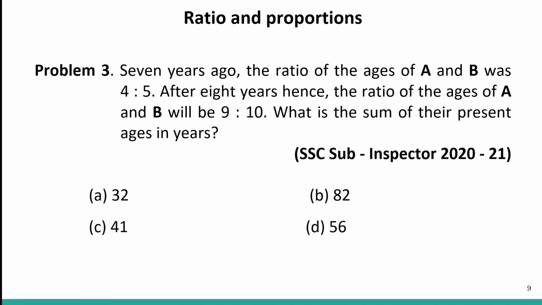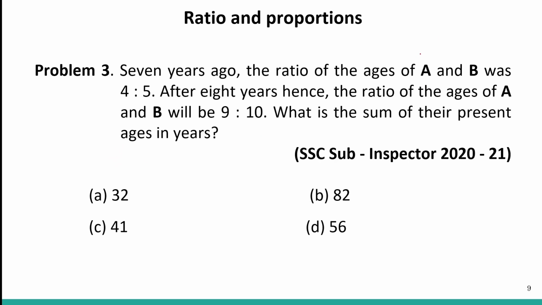and B was 4:5. After 8 years, the ratio of ages of A and B will be 9:10. What is the sum of their present ages in years? So 7 years ago, the ratio between the ages of A and B was 4:5. Let the present ages of A and B be X and Y.